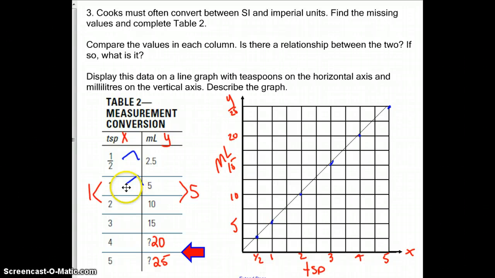However, to find your milliliters, it's always 5 times the amount of your teaspoons. This first set does follow that rule. 5 times 1/2 is 2.5. Then if you look to your graph, you'll notice that here we did connect the dots. We connect the dots because you can have 1/2 teaspoon or 2.5 teaspoons. So there would be values in between those values that we plotted.